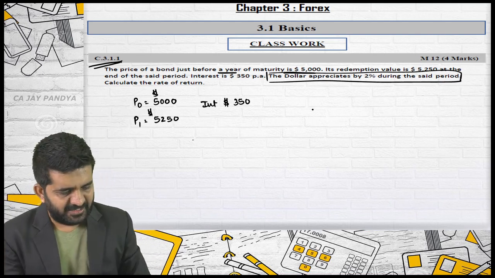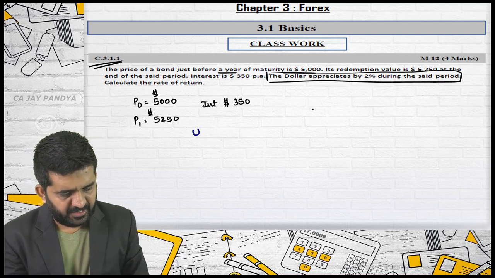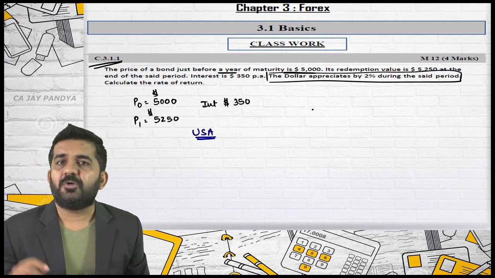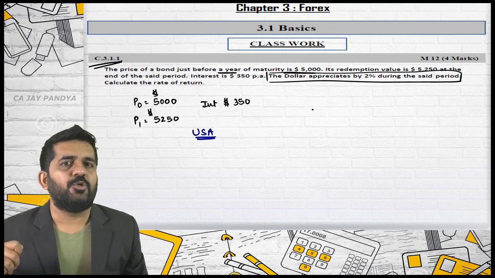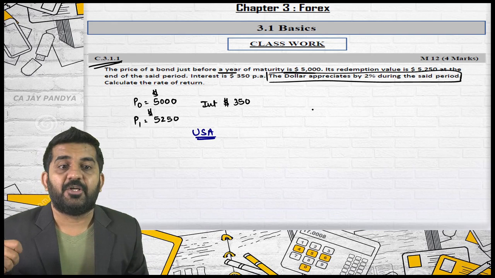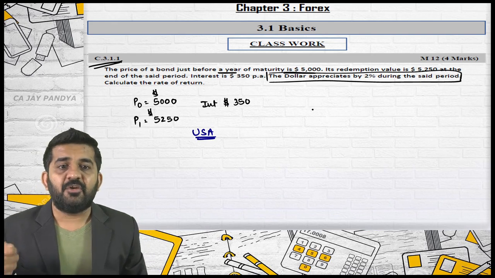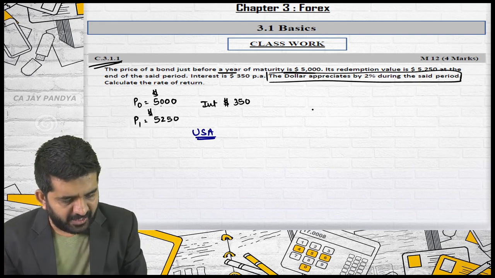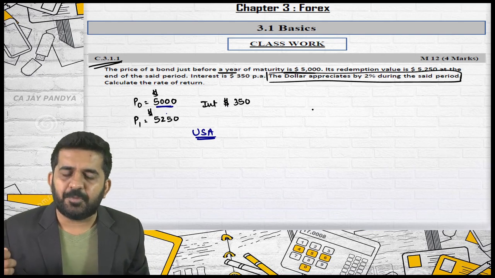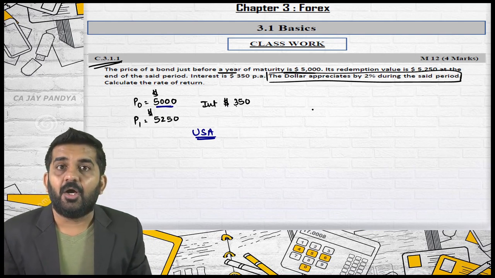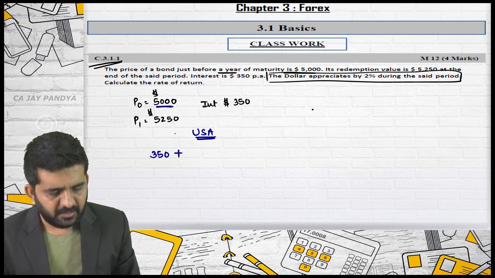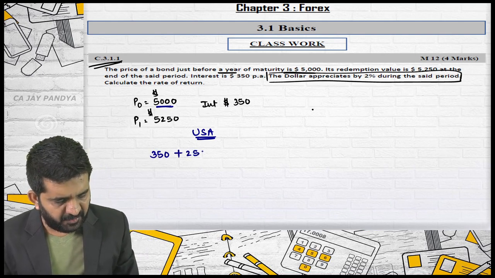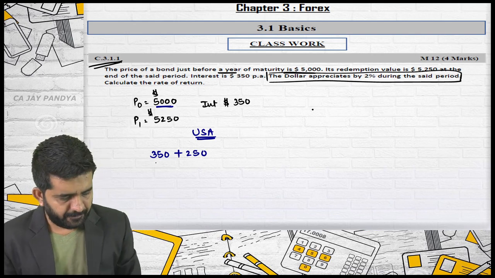And I am in USA. Try to concentrate. I am in USA. My home currency is dollar. And if someone gives me this question, now at this level, you should be easily able to find out your rate of return. What is the return which you will be getting if you are investing today? You are investing 5,000 rupees. Is it all? What is the return you will be getting? First 350 as interest plus 250 as your capital gain.